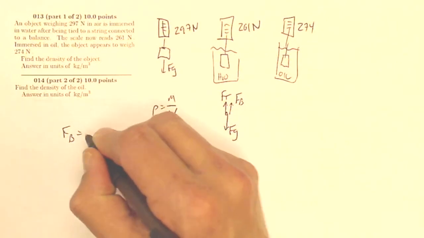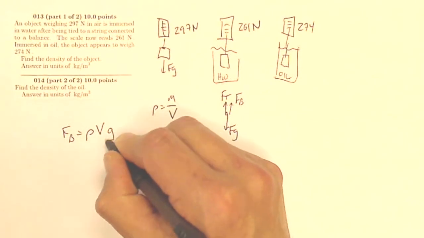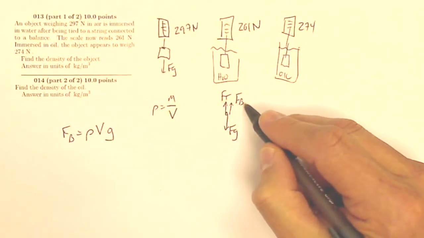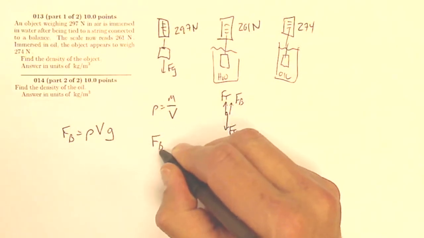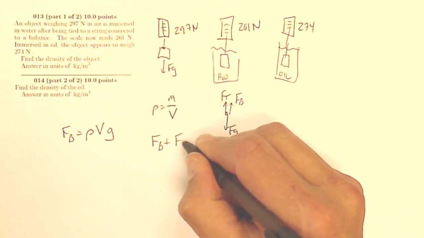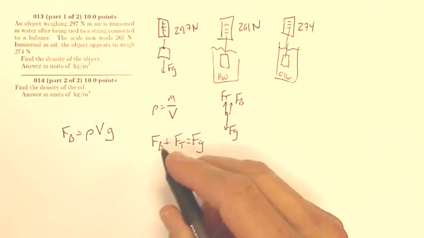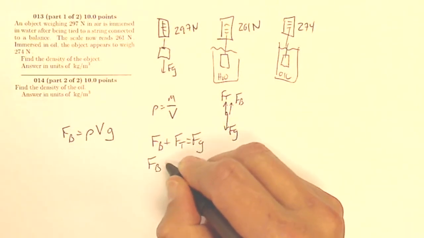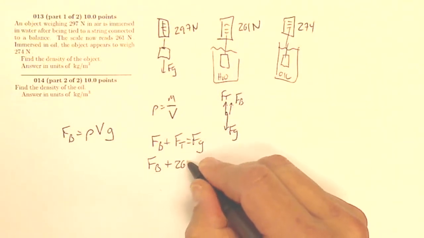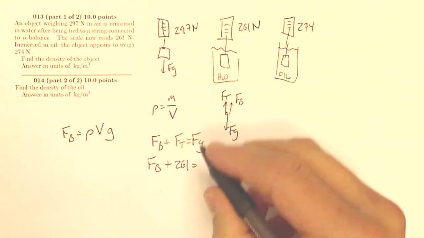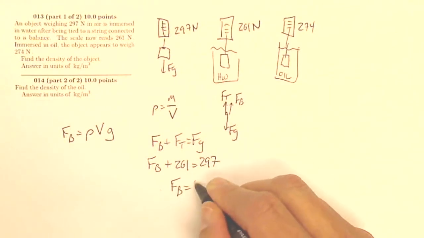So my buoyant force is going to be the density of water times the volume of the object times gravity. The other thing I know about the buoyant force is that my force of buoyancy plus my force of tension must equal my force of gravity. So in this case, my buoyant force that I'm looking for plus my force of tension here, 261, must equal my force of gravity of 297. So that way I know what my buoyant force is.